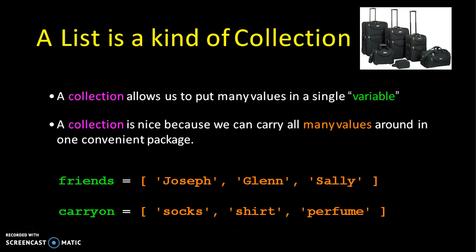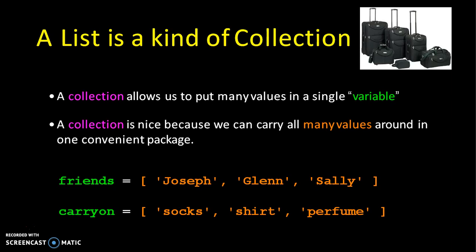Lists are a kind of collection. A collection allows us to put many values in a single variable. For example, arrays in C or C++ programming. In arrays, we can place the same type of elements under a single name. So a collection is nice because we can carry many values around in one convenient package.